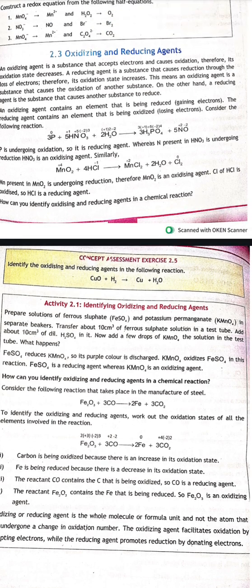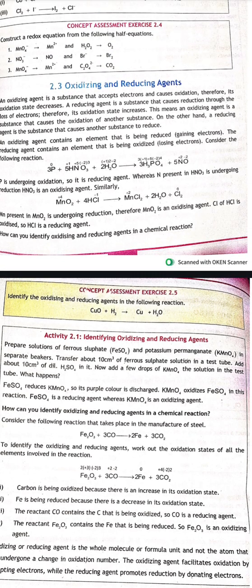So the substance that oxidizes itself reduces others. Okay, an oxidizing agent is an element that is being reduced and it oxidizes others. So it is the oxidizing agent, and the reducing agent is that which is being oxidized by losing electrons and reduces others.